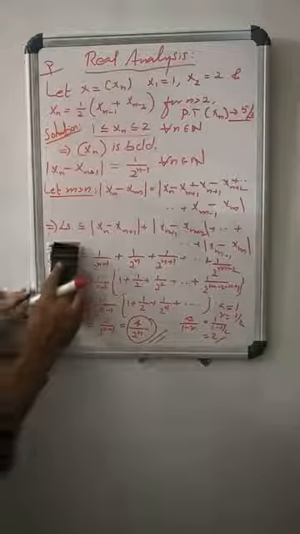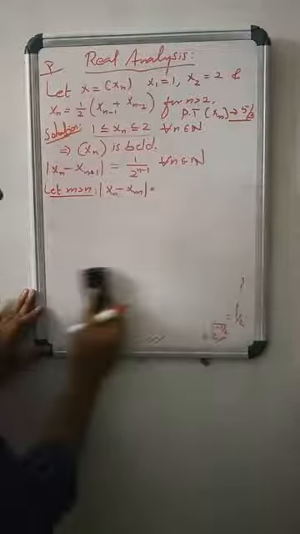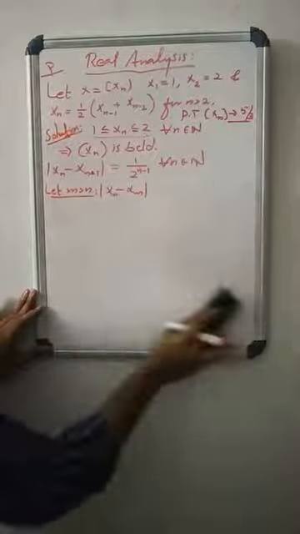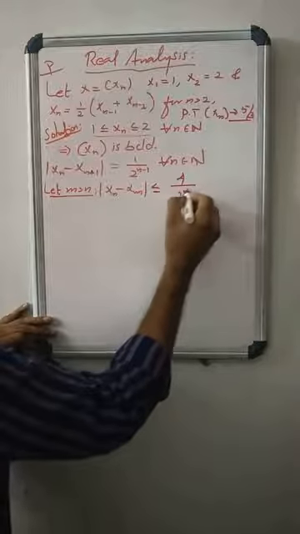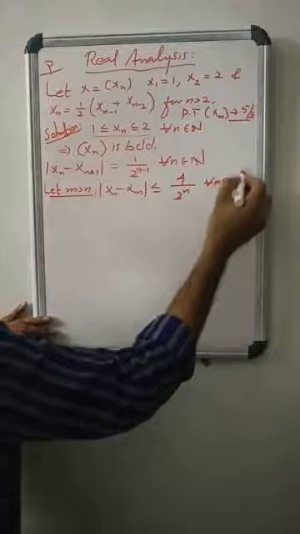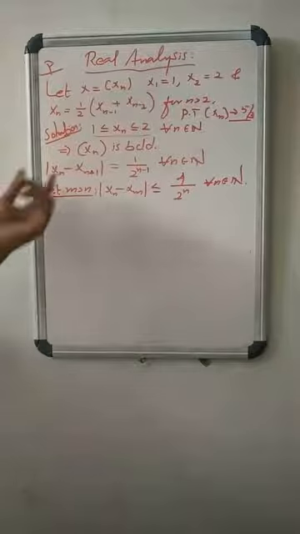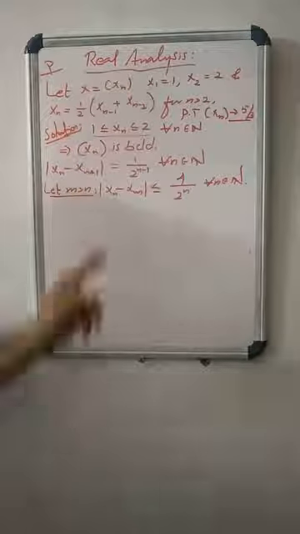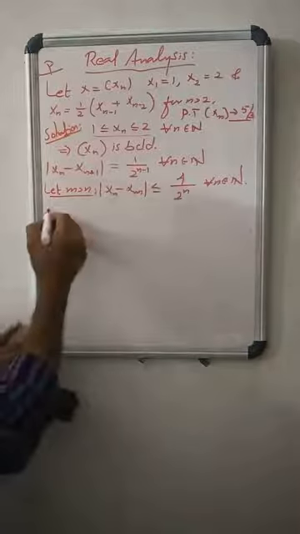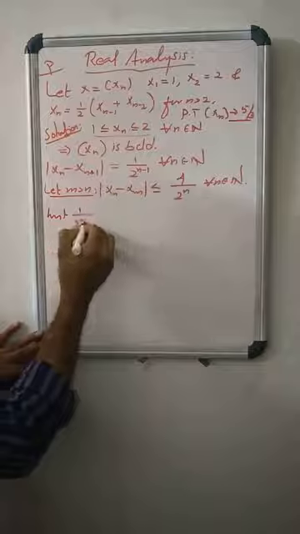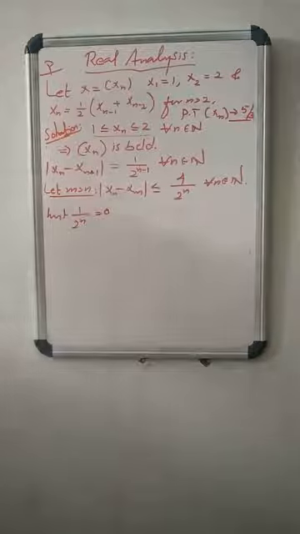So for m greater than n, we have modulus of xn minus xm less than or equal to 4 by 2 power n for all n in N. So there are three results. First, the sequence xn is bounded. By using the second task, we proved modulus of xn minus xm is less than or equal to 4 by 2 power n. Now what about the limit of 1 by 2 power n? We have limit 1 by 2 power n equals 0.